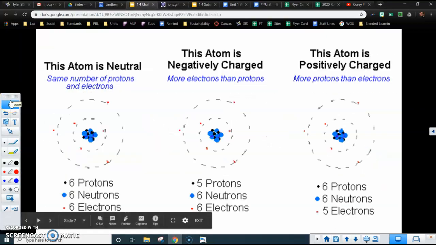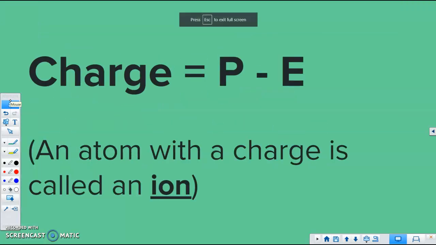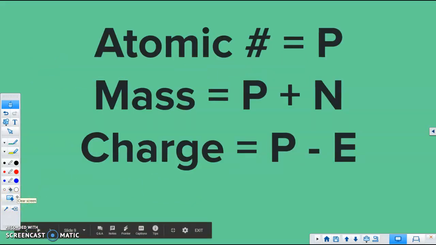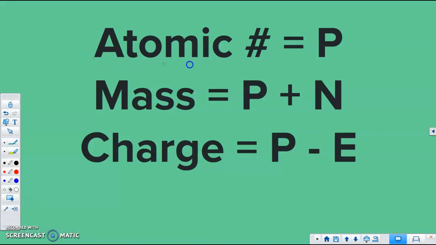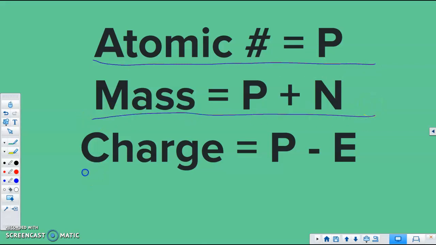Here we go. And that is charge equals protons minus electrons. So if we want to know the charge of an atom, we take its number of protons, the positives, we subtract its number of electrons, that gives us the charge. An atom with a charge, again, is called an ion. All right, so here's the main 3 equations that we're going to use. Atomic number equals protons, mass equals protons plus neutrons, charge equals protons minus electrons.